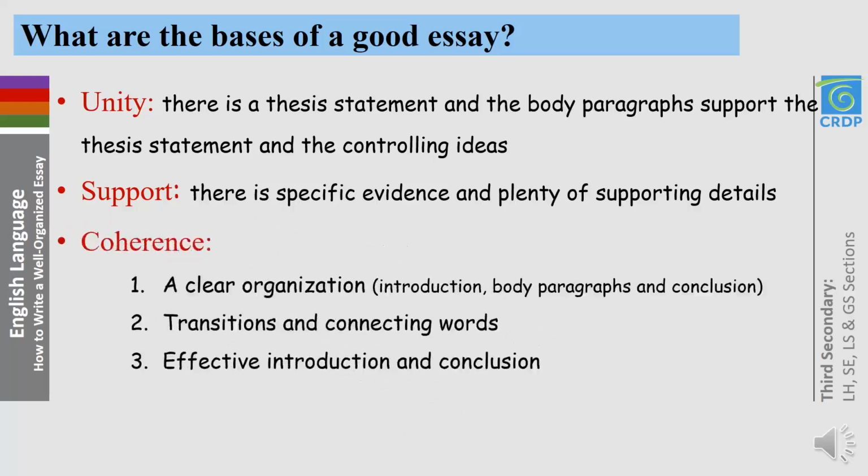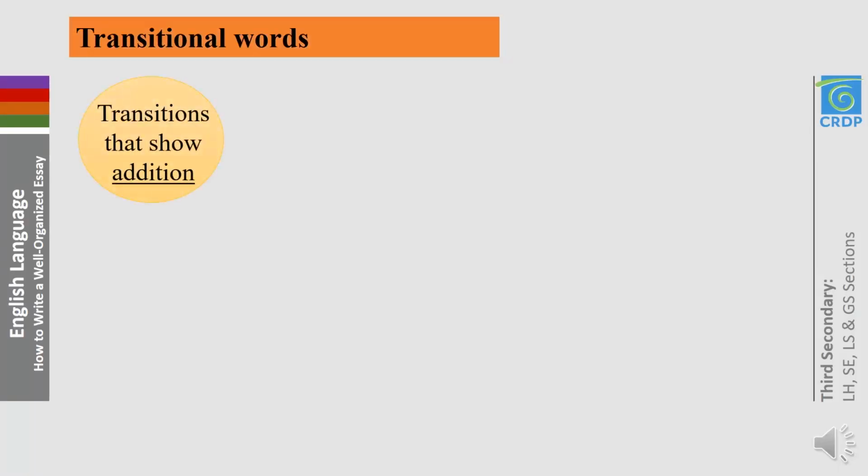Next comes coherence. Coherence means all the sentences stick together so the reader will be able to move smoothly from one bit of supporting information to the next. At the end, don't forget that your essay should have clear, error-free sentences. We should also not forget the transitional words that create cohesion in my essay.